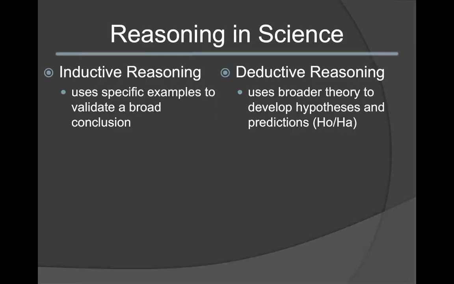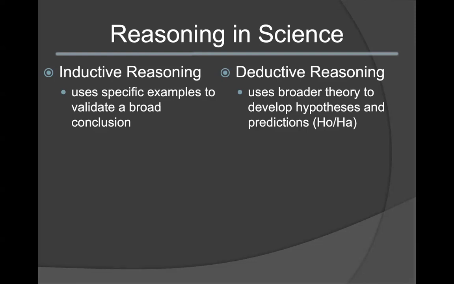So there's two different main types of reasoning in science. We call them inductive and deductive reasoning. Inductive reasoning uses specific examples to validate a very broad conclusion. Deductive reasoning, on the other hand, will take that broader theory and use that theory to develop a hypothesis and then make predictions. We usually call those predictions the hypotheses, null hypotheses being H naught, and alternative hypotheses being HA.